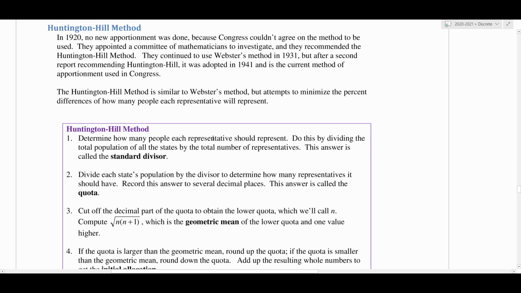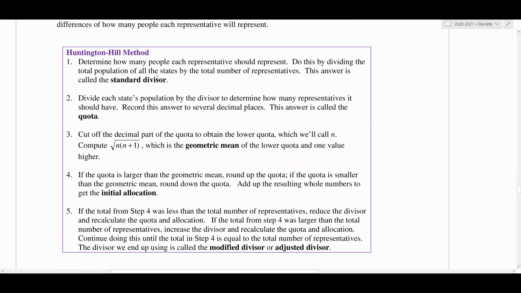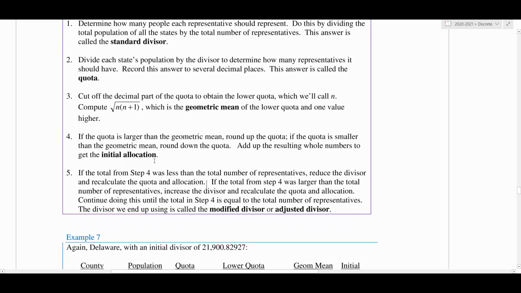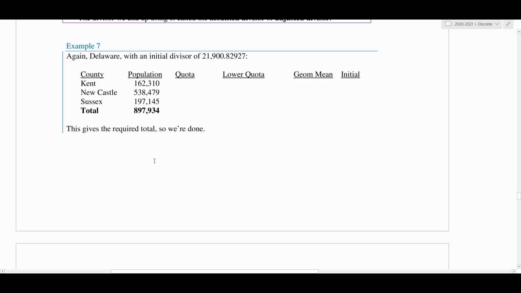So I'm going to show you how this method works. The step-by-step is here in the purple box, so feel free to read through that. I'm not going to read all that. I'm just going to show you how one is done, and then you can ask me questions when I return.